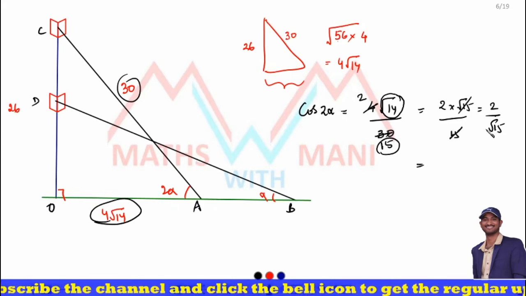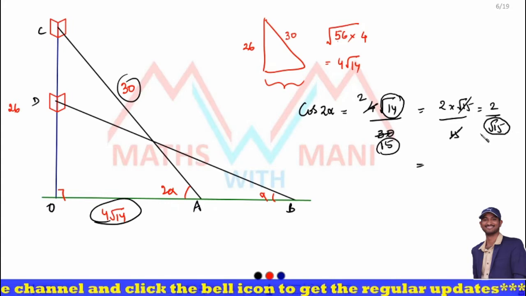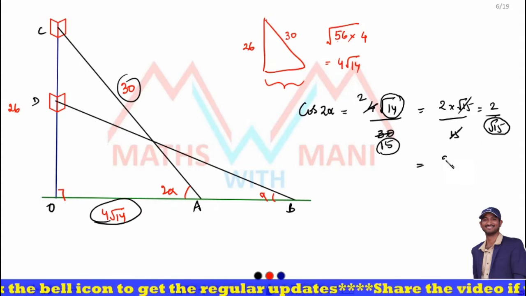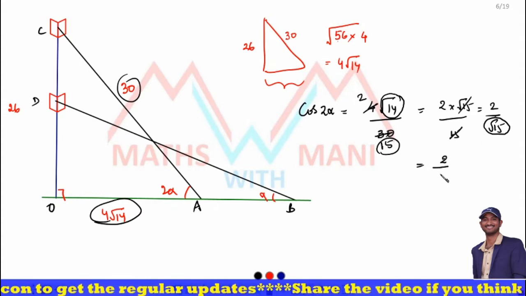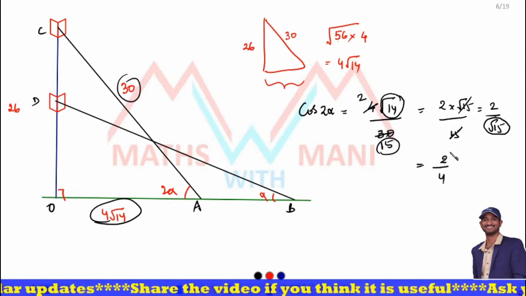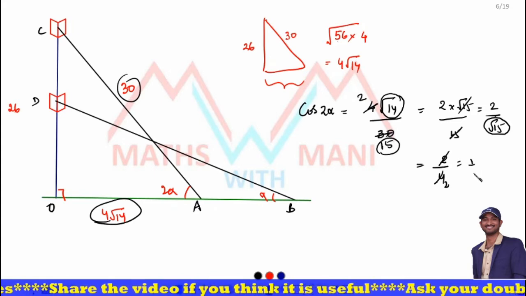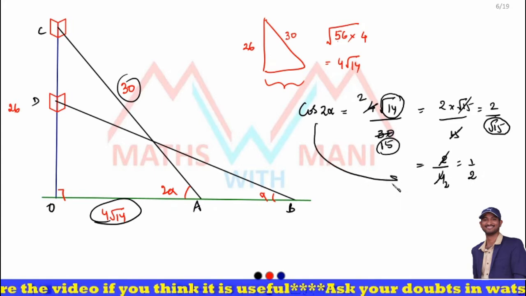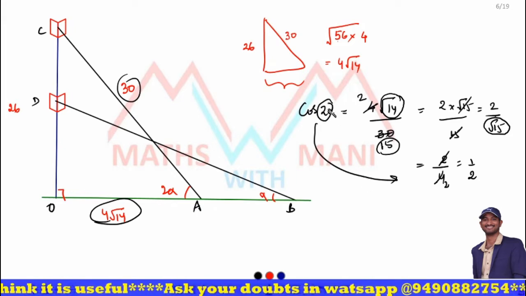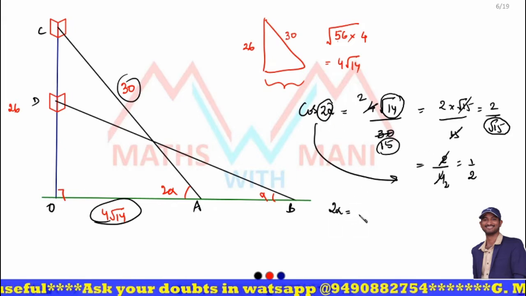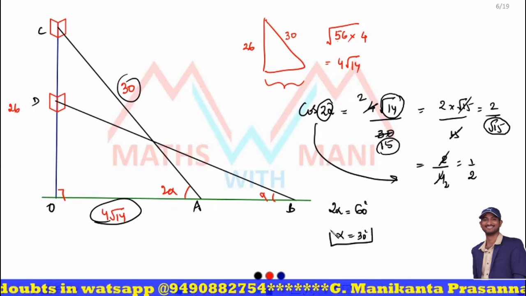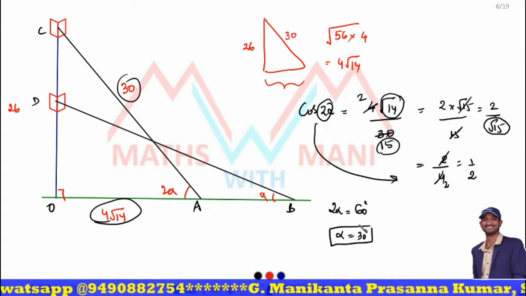What is the nearest perfect square to 15? That is 16, yes or no? What is the value of root 16? That is 4. So root 15 is nearest to 4, right? So 2 1s, 2 2s. So what is the approximate value of cos 2 alpha? 1 by 2. Cos 2 alpha is 1 by 2, which means what is the value of 2 alpha? 60 degrees. Then what is the value of alpha? 30 degrees. That's it.